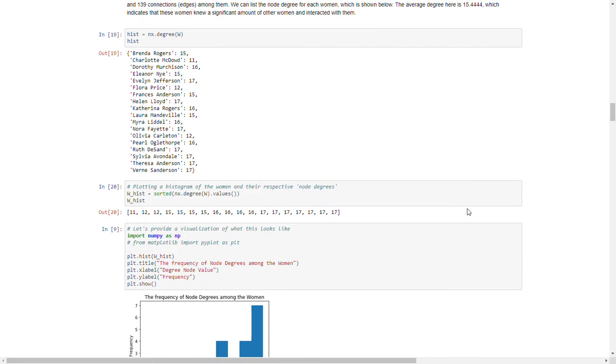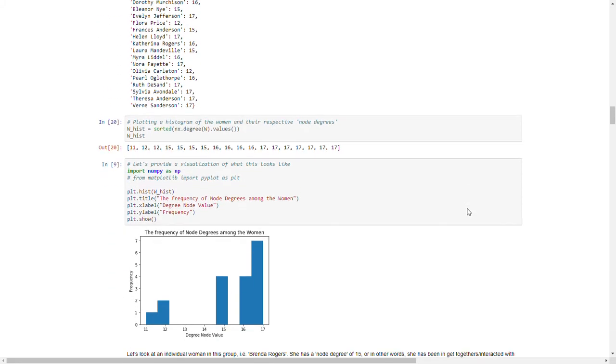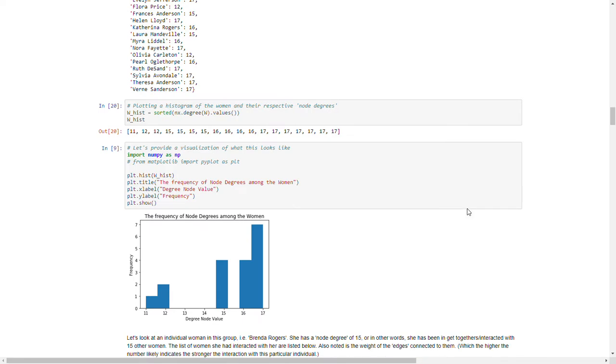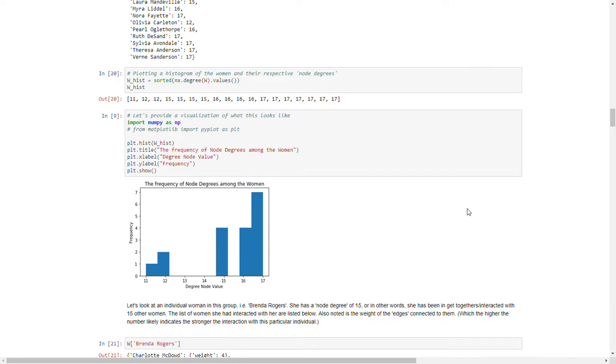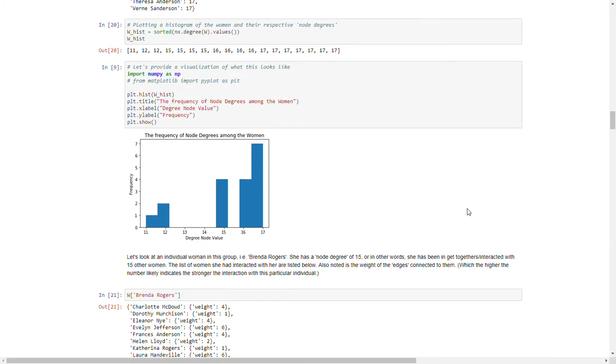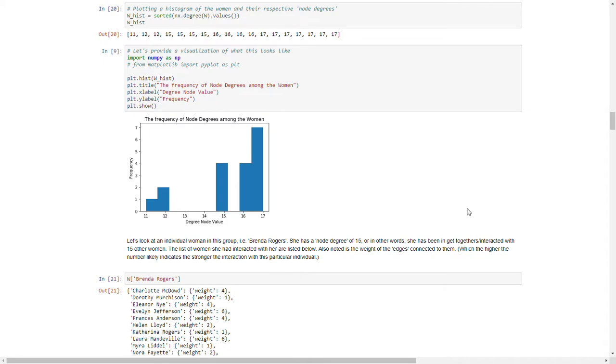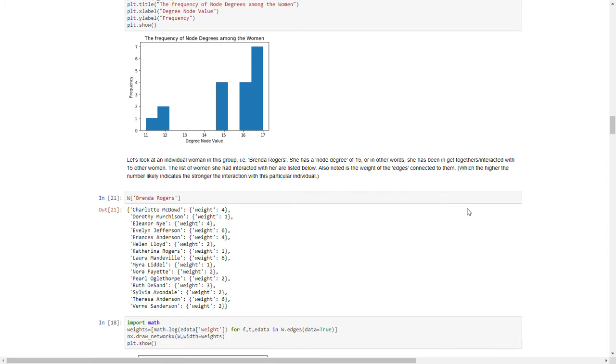Here again, if we plot the histogram of the women, we can see the frequency of node degrees among the women, so you kind of see the distribution. Brenda Rogers has a node degree of 15. That means she's interacted with 15 other women. And here we can break it down further and see her weights.